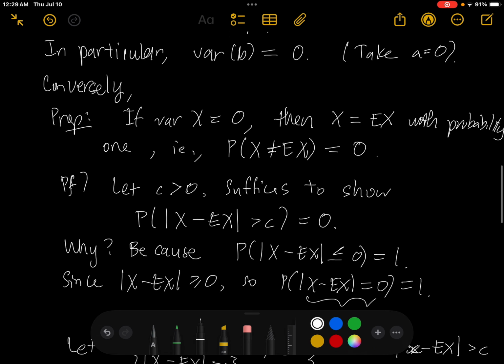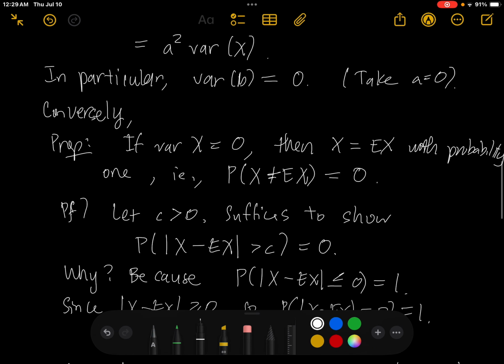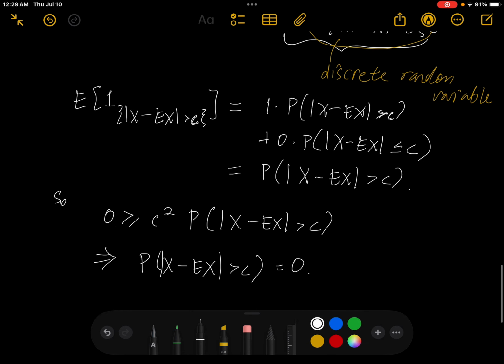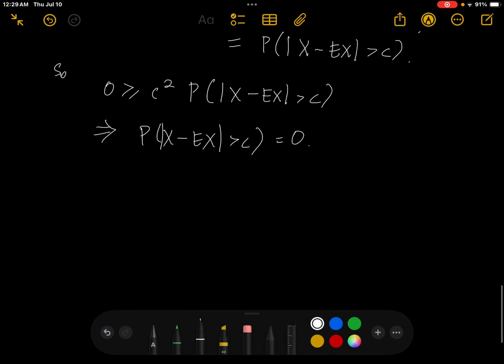So this explains what happens when the variance is 0. If you have a random variable with variance 0, then it's constant almost everywhere. Okay, a few more properties of variance. Well, a useful fact that we'll use from time to time is this.